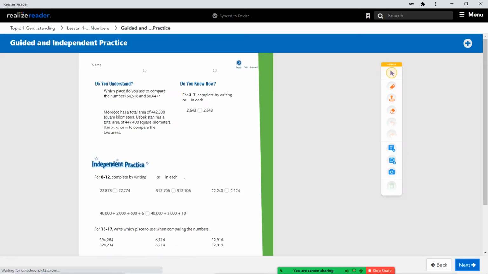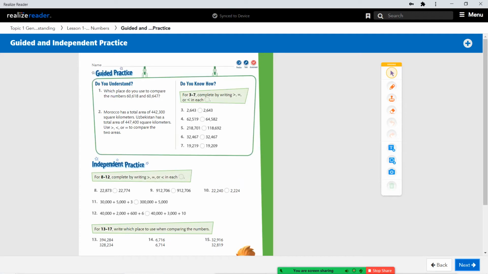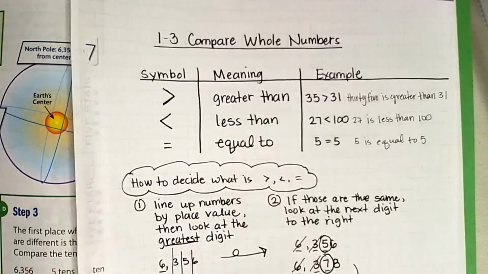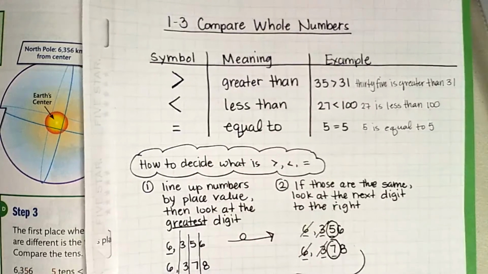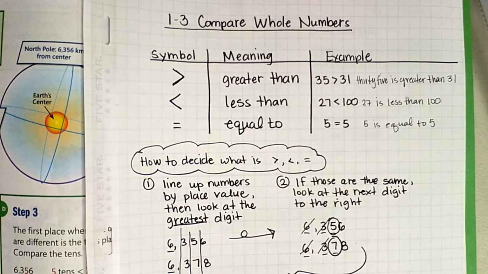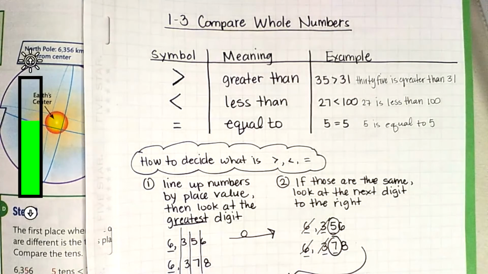Now we're going to jump into our guided practice, but before we do that, I'm going to go over some notes that we need for this lesson. So while going through this lesson, we took some notes and we talked about specifically what each symbol means and how we read it.